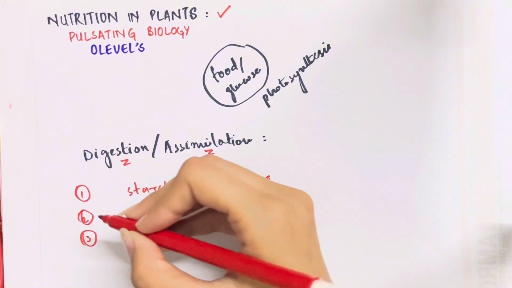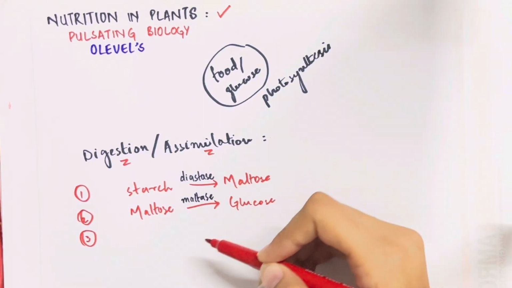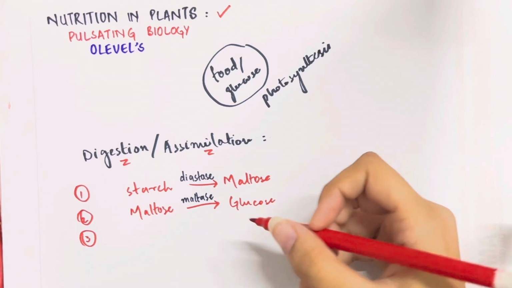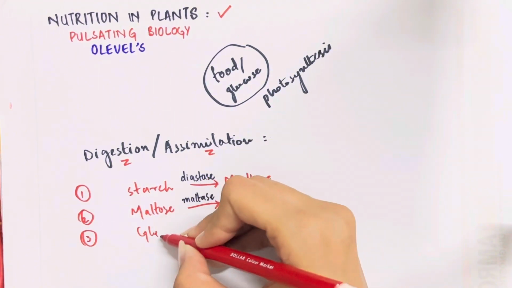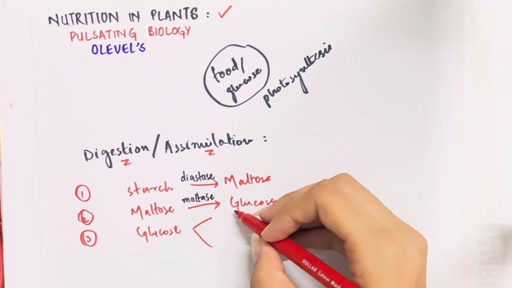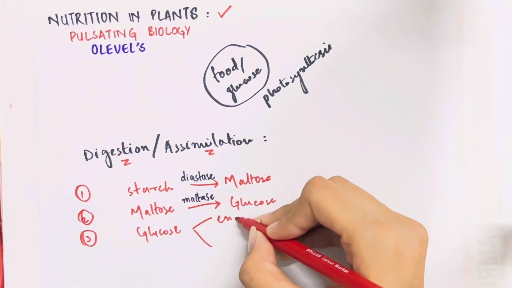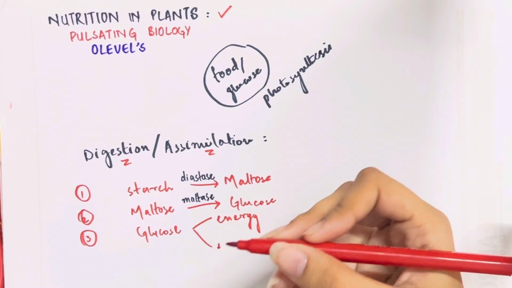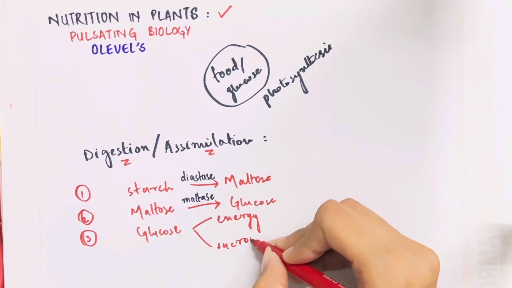For the third pointer, we say that the glucose is either used in respiration for energy or it is converted into sucrose. So the glucose that is formed after the conversion of maltose is used for two purposes. Either it is used for the energy required for the process of respiration, or it is converted into a further form known as sucrose.